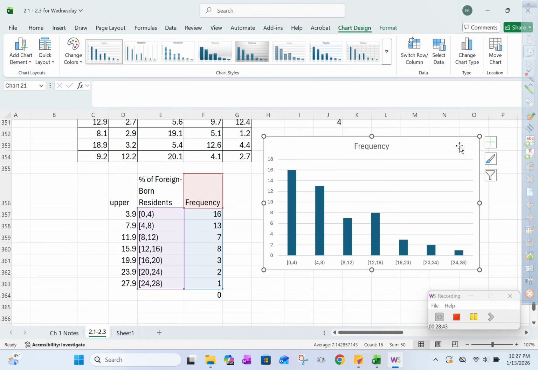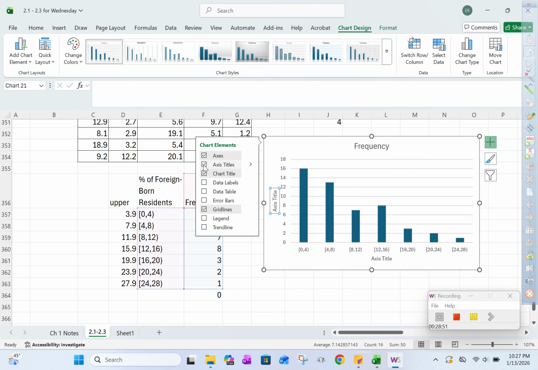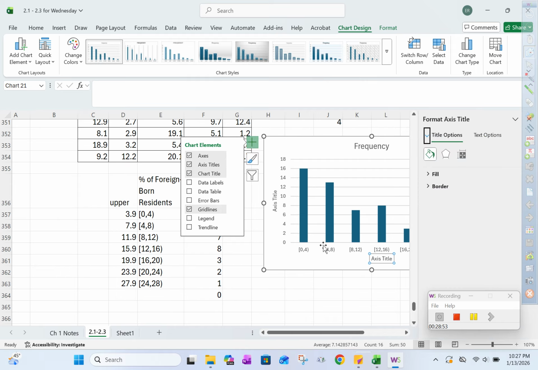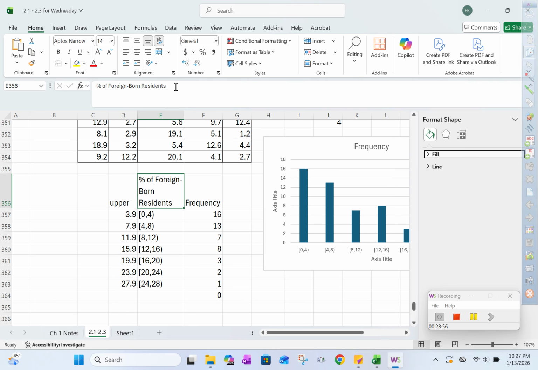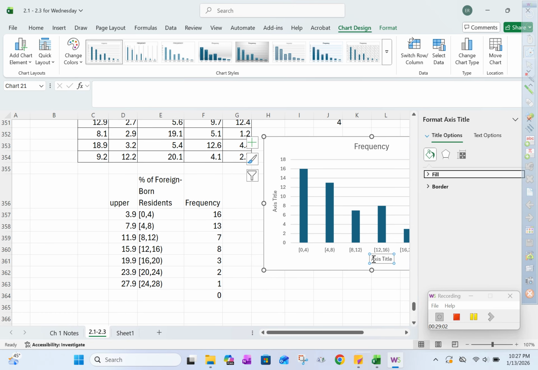So if you click on this plus button here, we can add the axis titles. Okay, our bottom is talking about our percent of foreign-born residents, and you can, we typed it once, highlight it, and paste it in. If you didn't type it earlier, now is the time where you need it, because if you're doing this on a test, I will be grading your histogram by those titles as well.